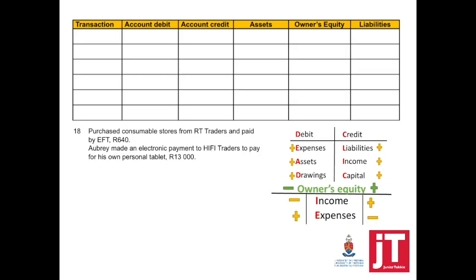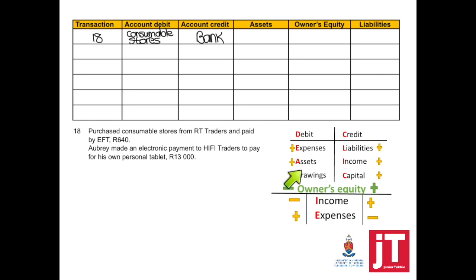The next transaction, day 18. Purchase consumable stores from RT Traders and paid by EFT. So the first transaction is on day 18. From the CPJ, bank is always credited. Why? Because consumable stores were purchased. So account debit, consumable stores.